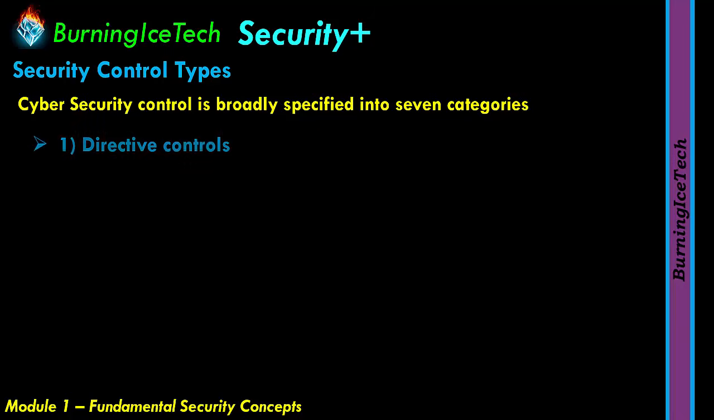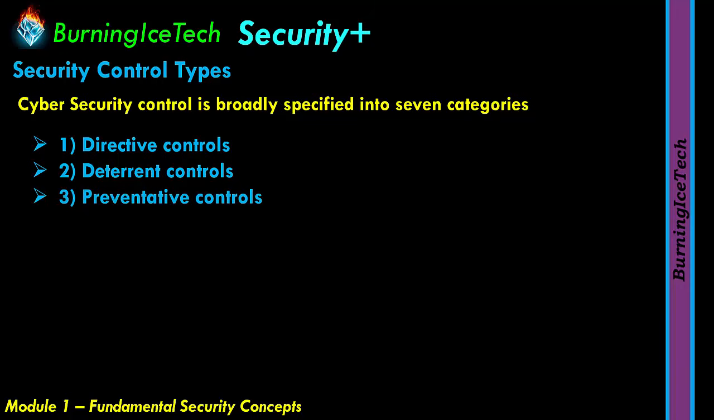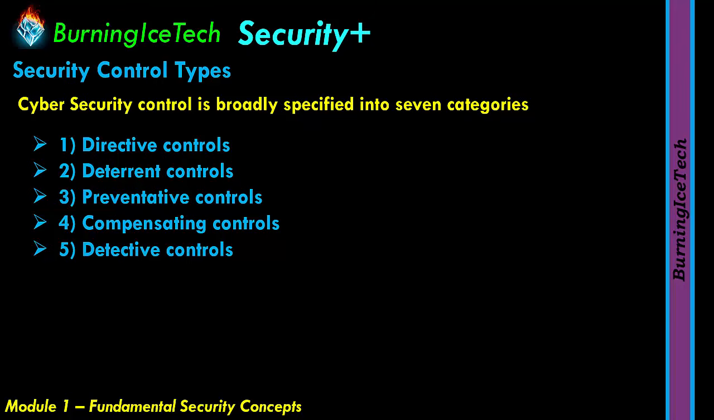The first one is directive, which I literally just explained to you guys a few moments ago. Then you get deterrent controls, which I failed to pronounce earlier, and hopefully I'm pronouncing it correctly now. You get preventative controls, the name speaks for itself. You get compensating controls, which I also spoke about a few moments ago. So number 1, 2, and 4 are the 3 that I just spoke about. You get detective controls, you get corrective controls, and then lastly, you get recovery controls.